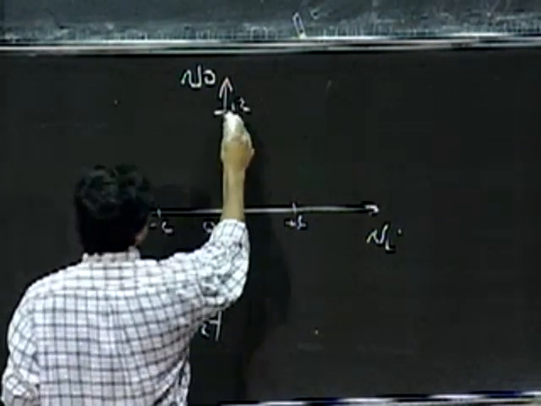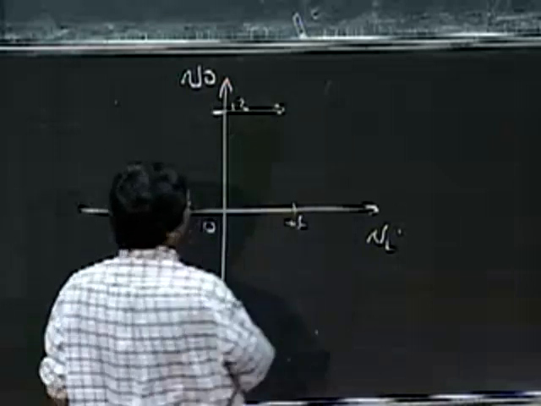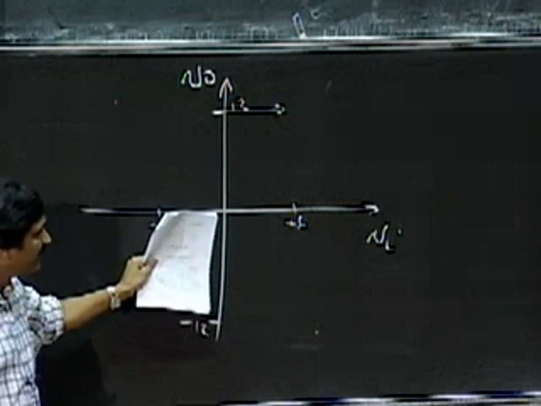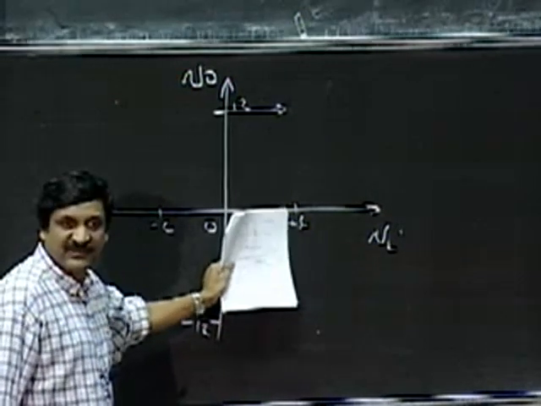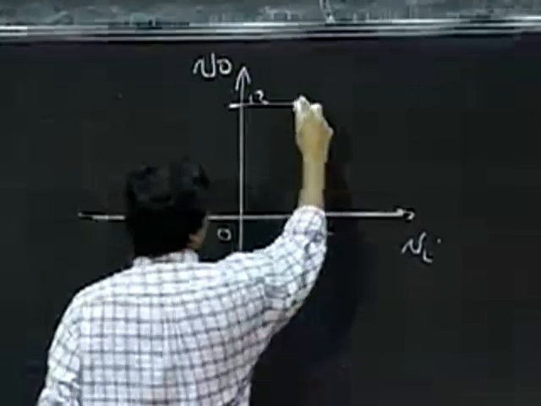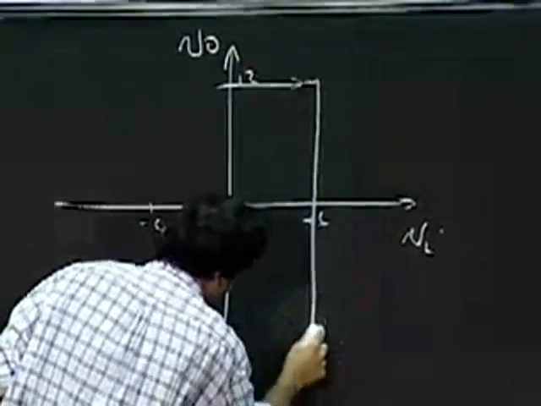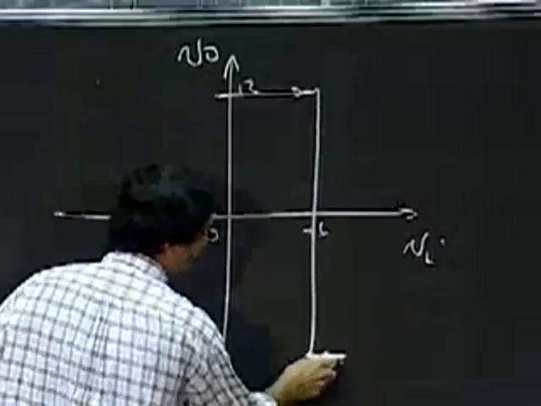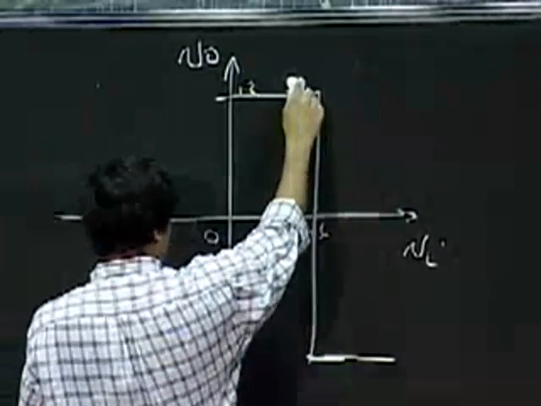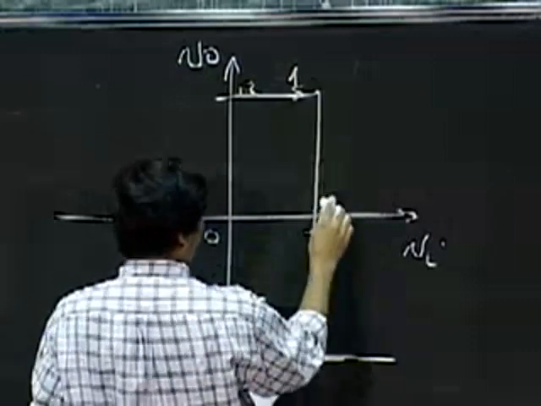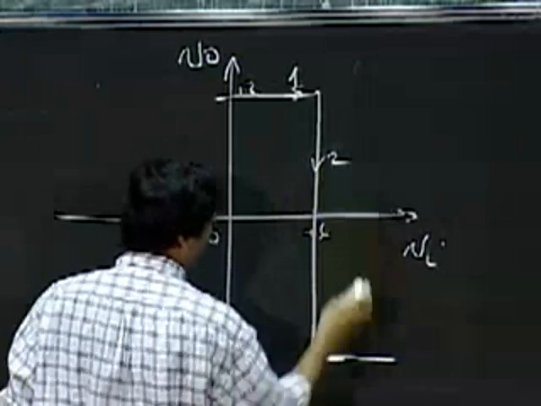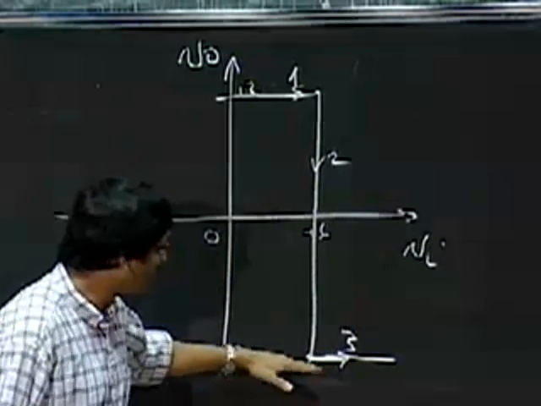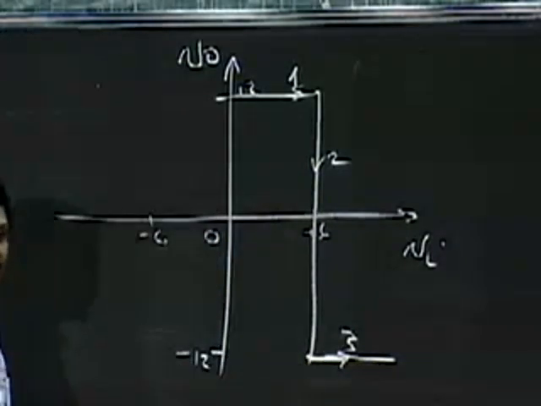As I told you, the output was at 12 volts to begin with, and my input was at 0. So my input kept increasing. When the input hit plus 6, what happened to my output? My output swung down to minus 12. As the input kept increasing, nothing happened. So this was step 1, step 2, step 3. The input kept increasing, and the output stayed at minus 12 volts.